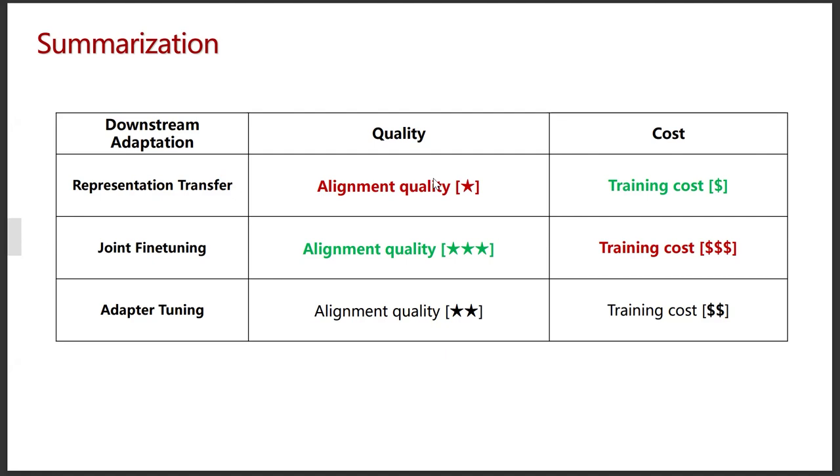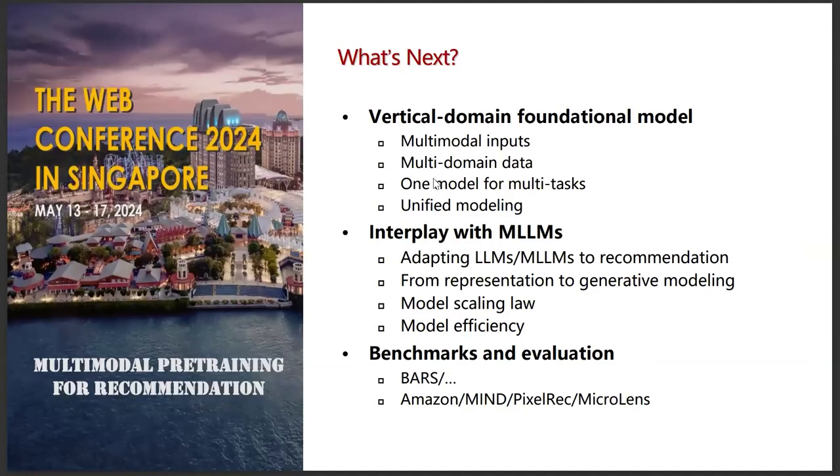So in production problems, we prefer the representation transfer and adaptive tuning, which become much more efficient. And finally, I'd like to introduce some promising future directions. And we are actively working on these problems.